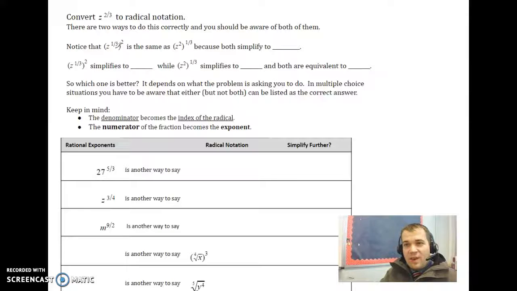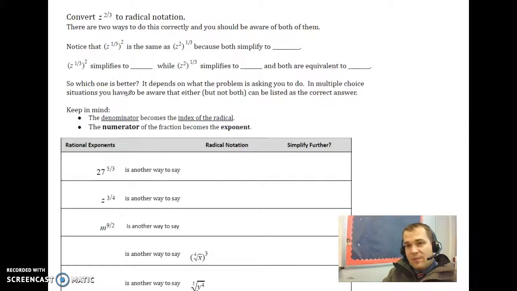We're going to look at trying to convert from rational exponents to radical notation when the numerator is more than 1. There's a couple ways to do it depending on what you want to do next. I just want to first show you the two different ways you can do it that are correct. And then as we do the examples, you'll get a sense of when you should use which version of it. So we're going to start with this basic idea of z to the 2/3 power.